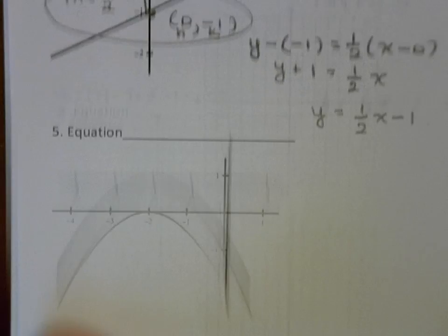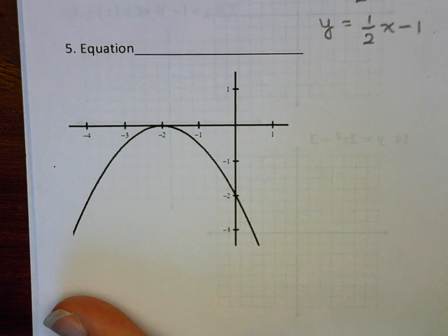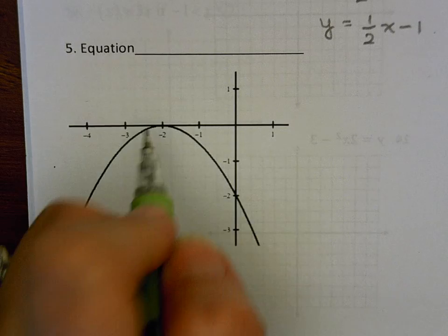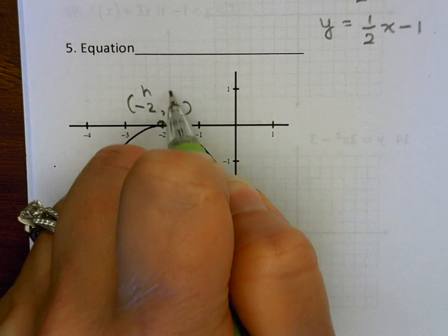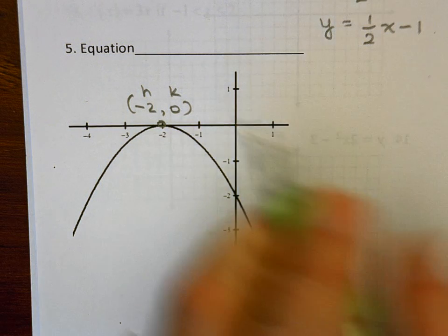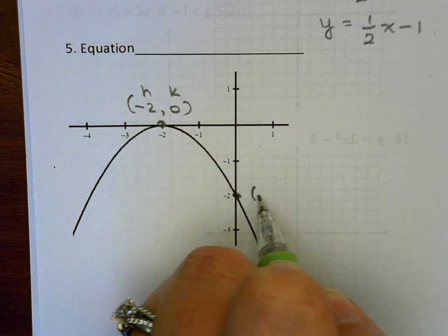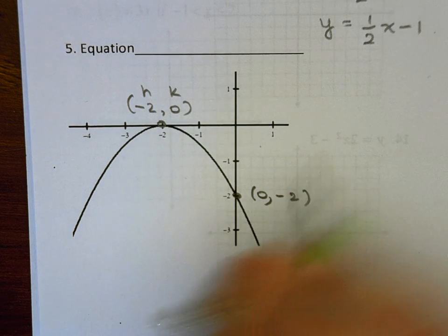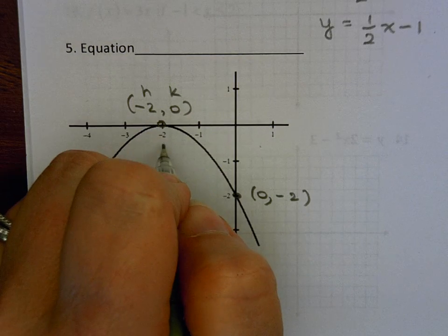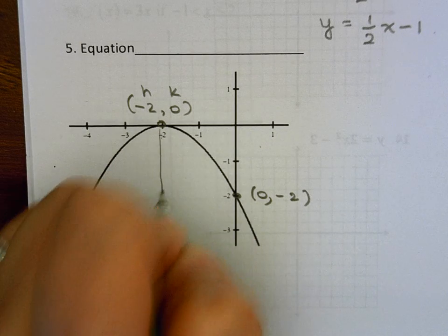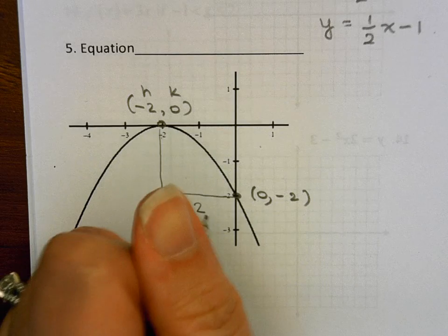Equation 5, or question 5. So I have the same parabola. My vertex is -2, 0. There's h and k. And then given this point here, over 0 down 2. So in this case, if I look at my stretch, I'm having to go down 2 and over 2. So because this is over 2, I have to solve for a.